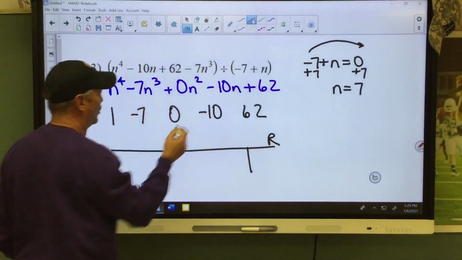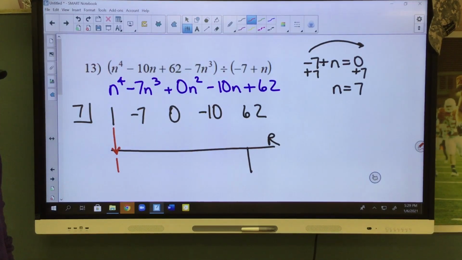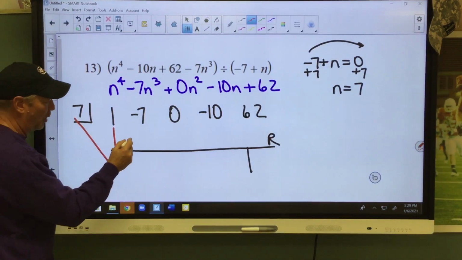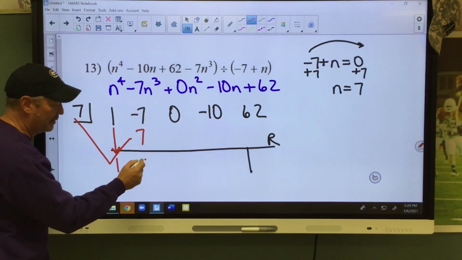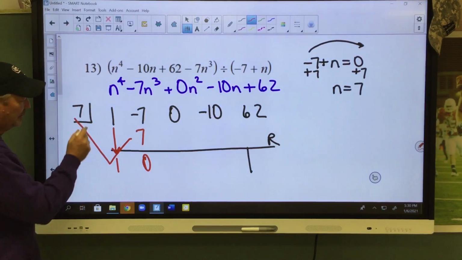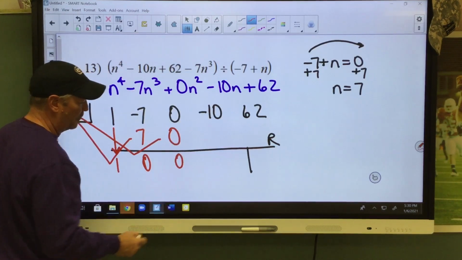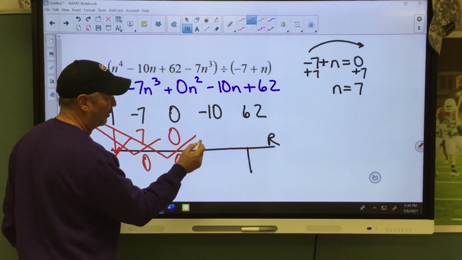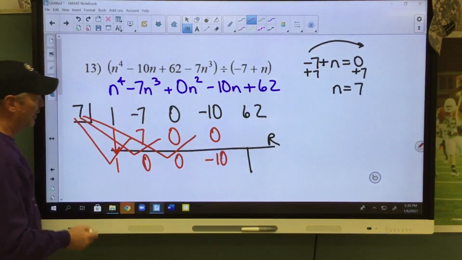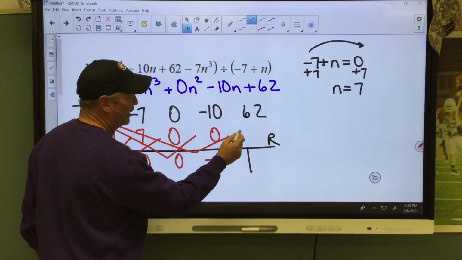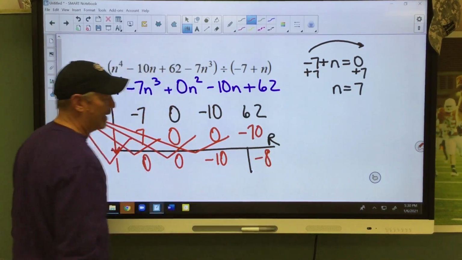We're going to bring down the first number. The first number is a 1. We bring down that, and then we start to multiply. We're going to say 7 times 1 is 7. And when I combine these, I get a 0. 7 times 0 is 0. When we combine, we get a 0. 7 times 0 is 0. When you combine, you get a negative 10. 7 times negative 10 is a negative 70. When you combine, you get a negative 8, and that is your remainder.